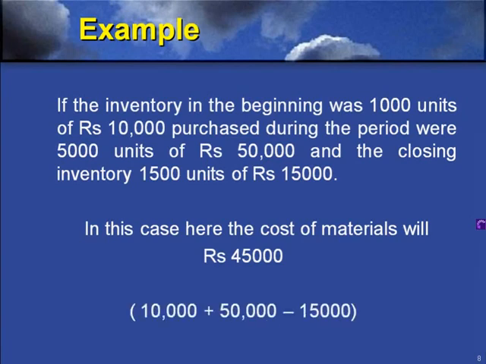Simply, what we have taken is 10,000 as the opening stock of 1000 units and 50,000 which we purchased for 5,000 units, and finally we reduce from 60,000 rupees the 15,000 which is the closing stock, and we get 45,000, which is known as the valuation of inventory under the periodic system.